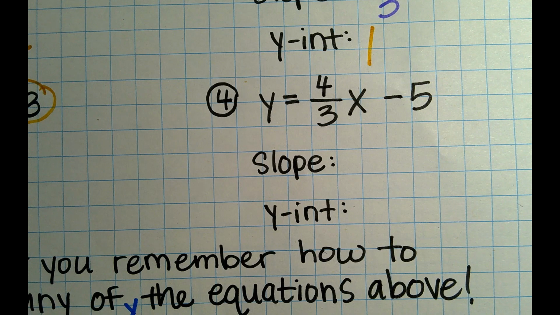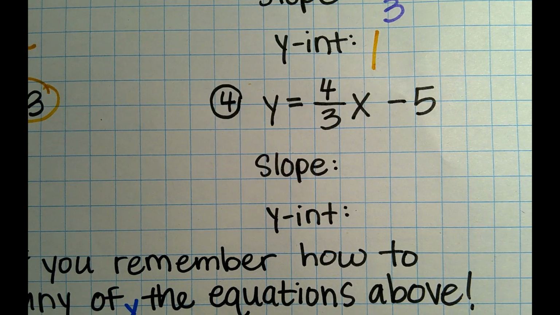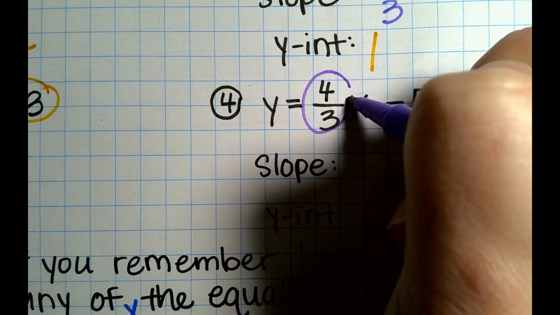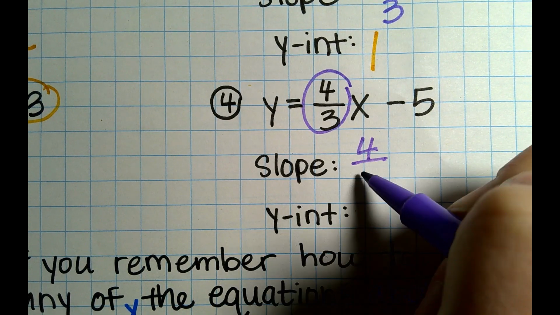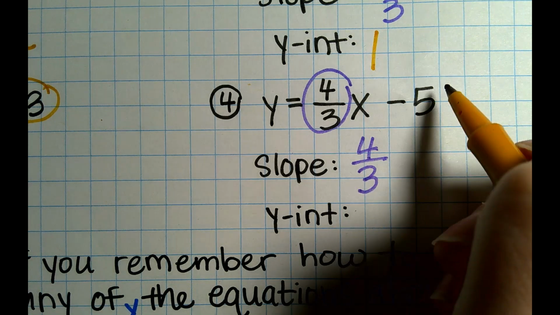Okay, and last but not least, number 4. y equals 4/3 x minus 5. What's my slope? 4/3. Perfect. 4/3. And my y-intercept? Negative 5. All right.